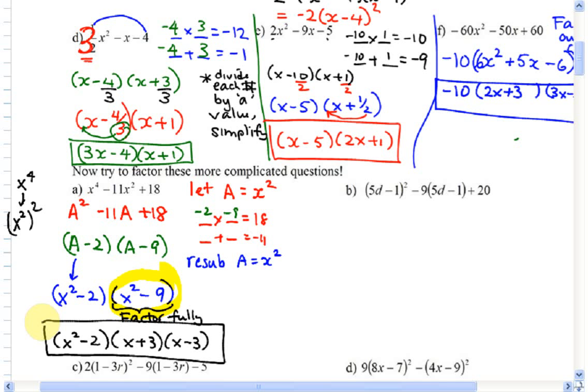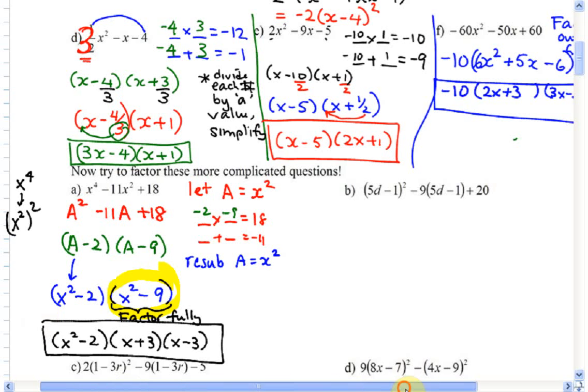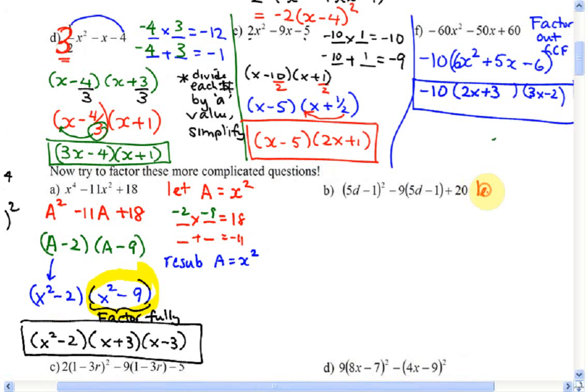All right. Now let me show you B, and then I'm going to let you try C and D on your own. Use the same idea for B. What would you want me to let equal to A to make this look nice? 5d minus 1. Good. Okay. A squared minus 9A plus 20.